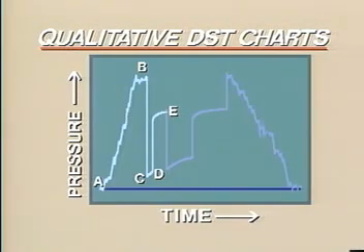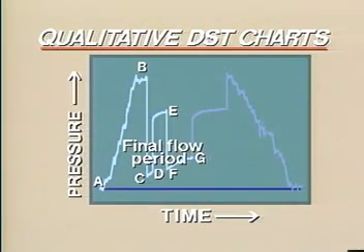The test tool is then opened again from E to F, and the final flow period occurs from F to G. The shape of the buildup will depend upon the properties of the formation and the produced fluids. The duration of this period, as we mentioned earlier, will depend upon whether we are doing an onshore, open hole test, or an offshore cased hole test.